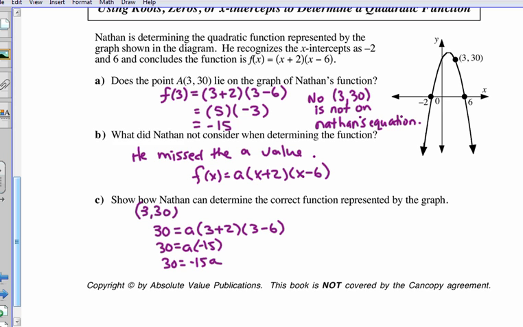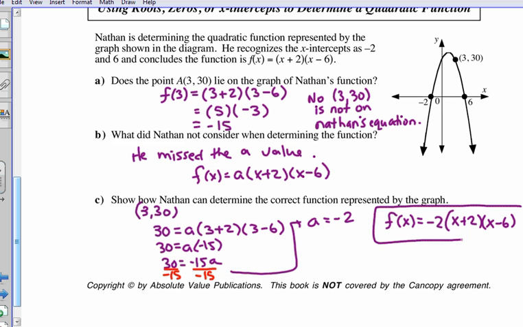So the last step to get a is to divide by -15. So a is -2. So his equation should actually have been f of x equals -2(x + 2)(x - 6), which makes sense. Our graph opens down, so it should have a negative a value. There's our answer. All right, two more questions, and then we're done this lesson.